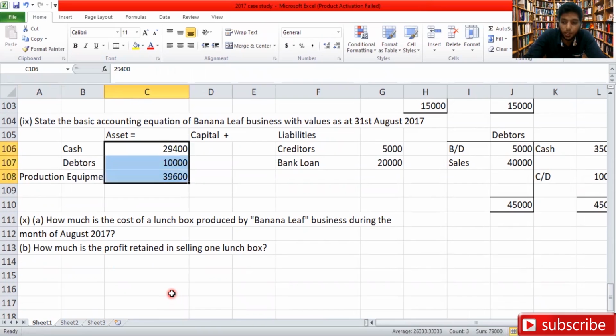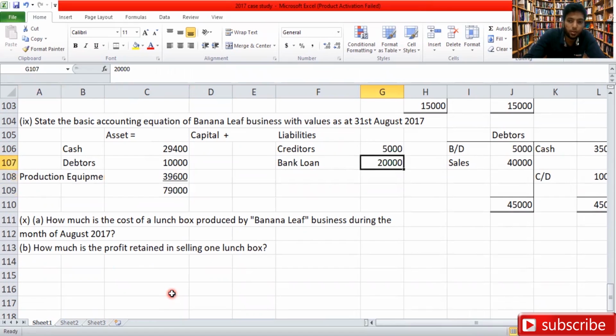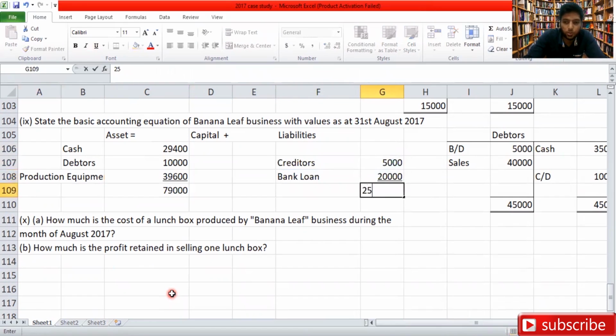In total, what is my balance? 79,000. On the line, 79,000. Now my liabilities are 25,000. Easy. 25,000. So 79,000 minus 25,000. As I said, A minus L is equal to C, right? So assets are 79,000, minus L, how much? 25,000, equals capital. How much is capital then?